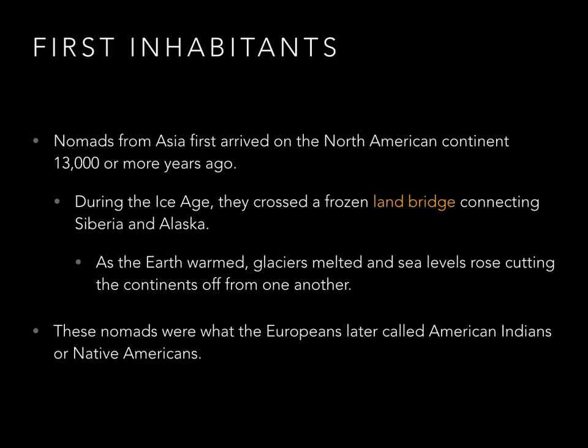First inhabitants. Nomads coming from Asia first arrived on the North American continent more than 13,000 years ago. During the Ice Age, they crossed a frozen land bridge which connected Siberia and Alaska. Then, as the earth warmed, glaciers melted and the sea levels rose, and it cut these two continents off from one another. Now these inhabitants, these nomads, were stranded in the Americas. These nomads were what Europeans would later call the American Indians or Native Americans.